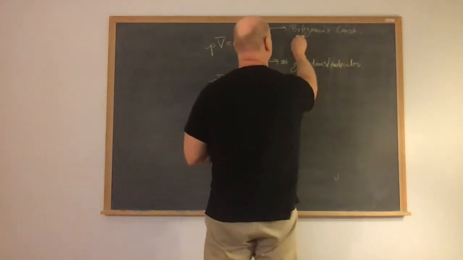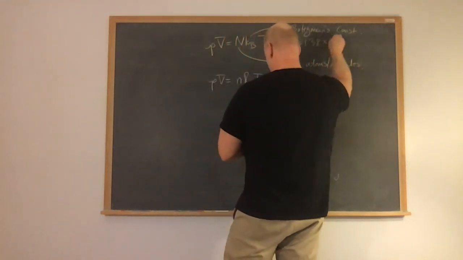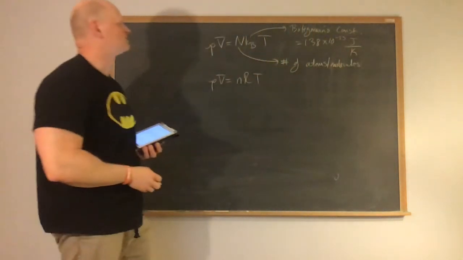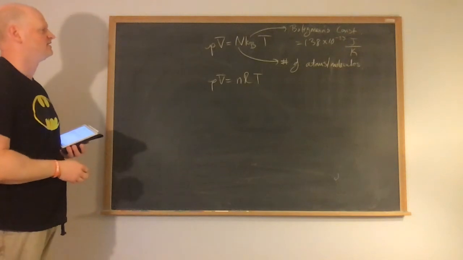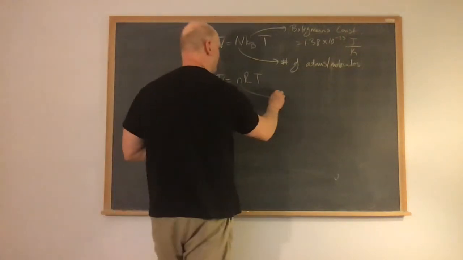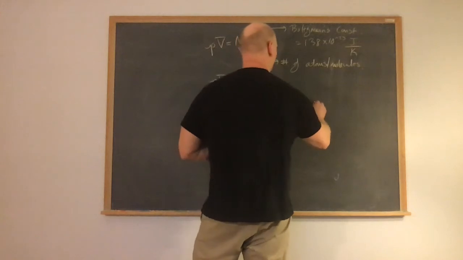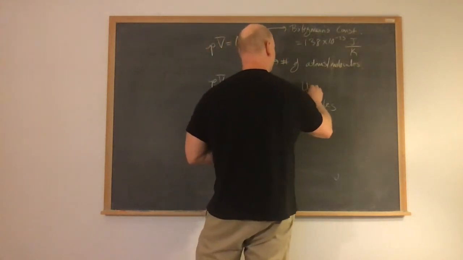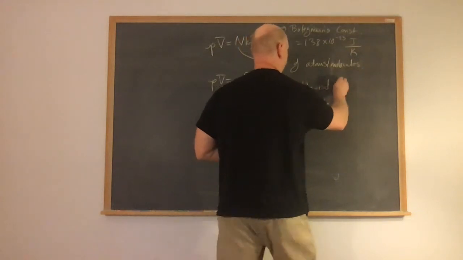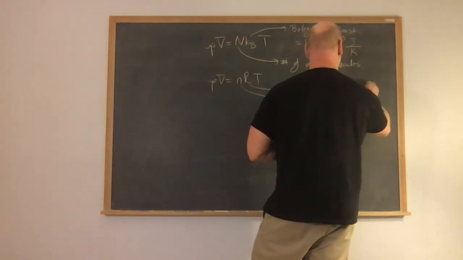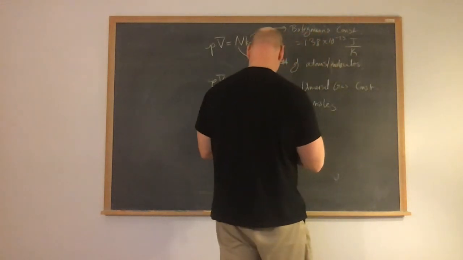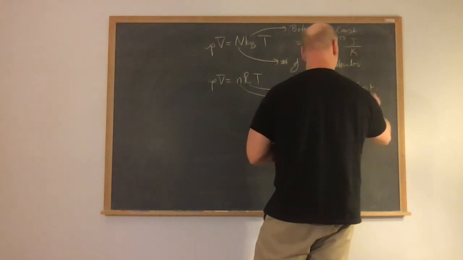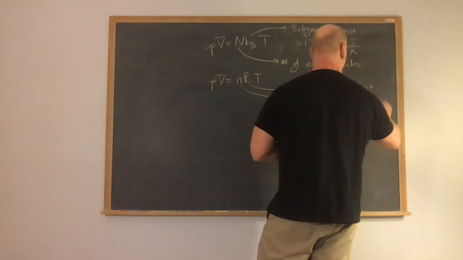Boltzmann's constant is equal to 1.38 times 10 to the minus 23 joules per Kelvin. We'll talk about why we know that's a joule in a second. This one, little n here, is the number of moles. R is what's known as the universal gas constant. This thing has a particular value. For our purposes, the universal gas constant is equal to 8.31 joules per mole per Kelvin.